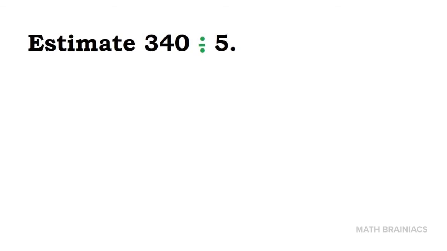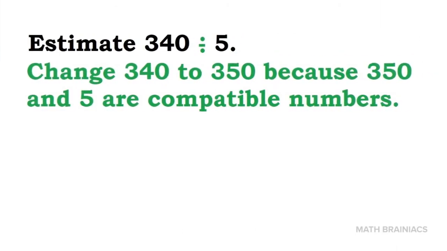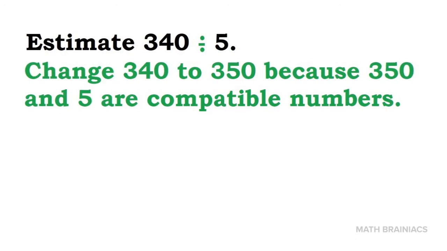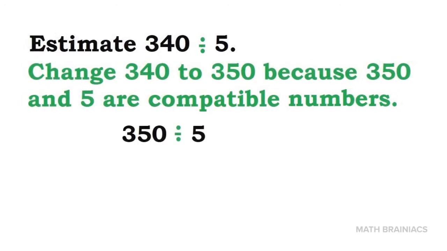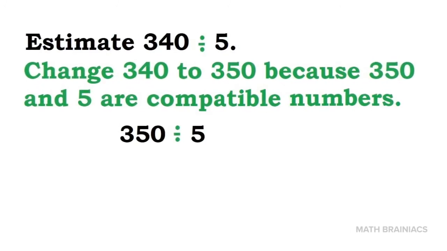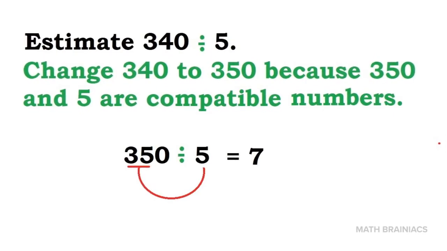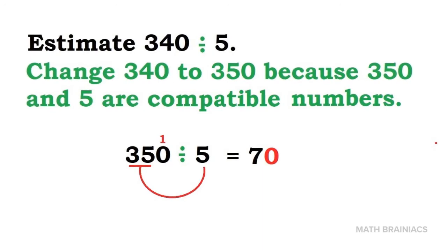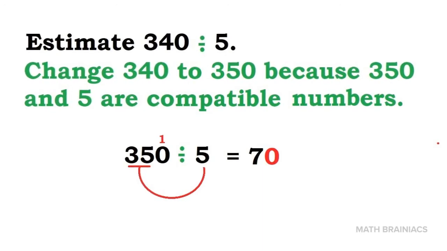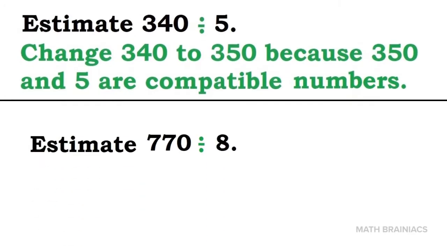Let us work on this example so that you can practice more. Estimate 340 divided by 5. We can change 340 into 350 because 350 and 5 are compatible numbers. Therefore, we can write down 350 divided by 5. 35 divided by 5 will give us 7. There is 1 zero in the dividend. Accordingly, we're going to have 1 zero in the quotient. Therefore, 350 divided by 5 will give us 70.